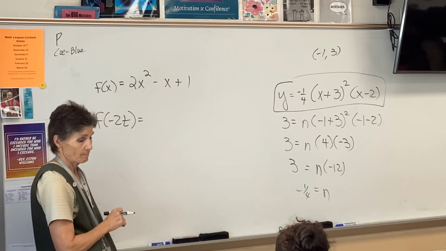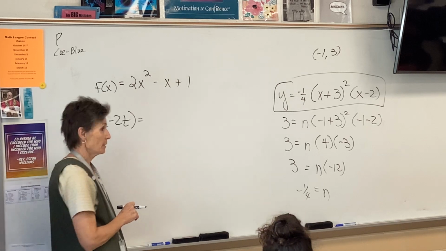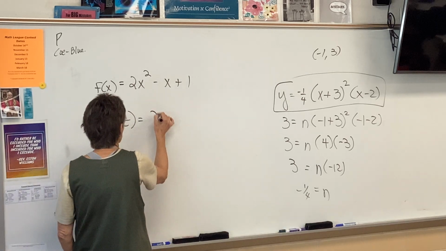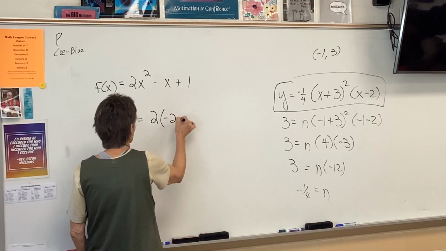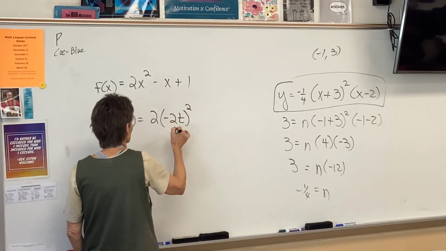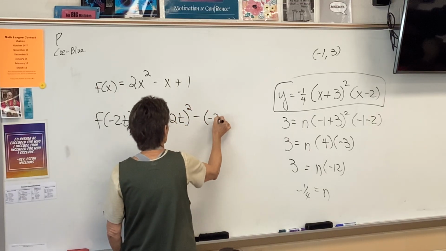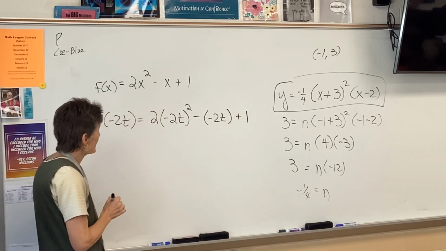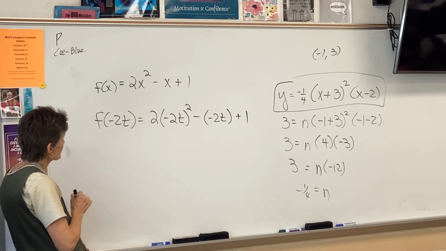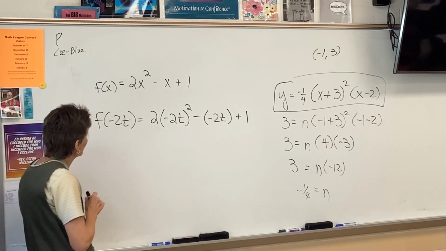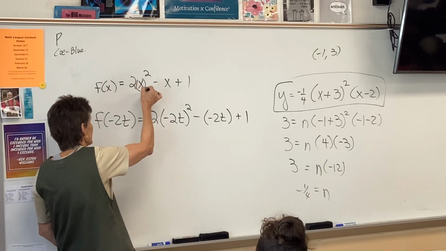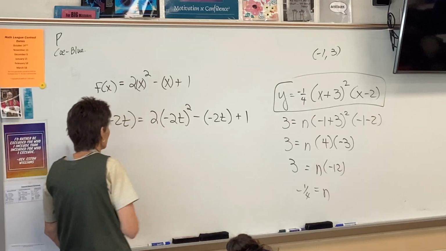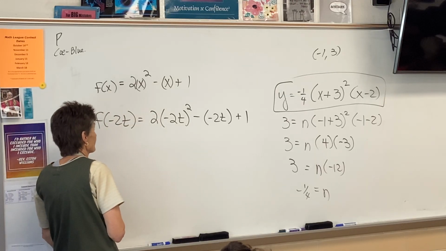What do we do here? Plug in a negative 2t, so 2 negative 2t squared minus negative 2t plus 1. A lot of negatives going on in there, so just be careful. But Michael's right, every time you see an x, you're plugging in a negative 2t.